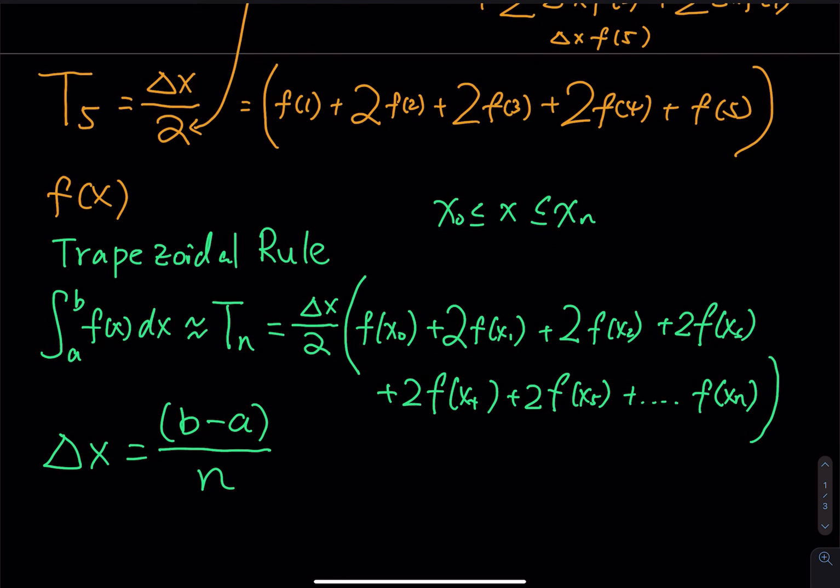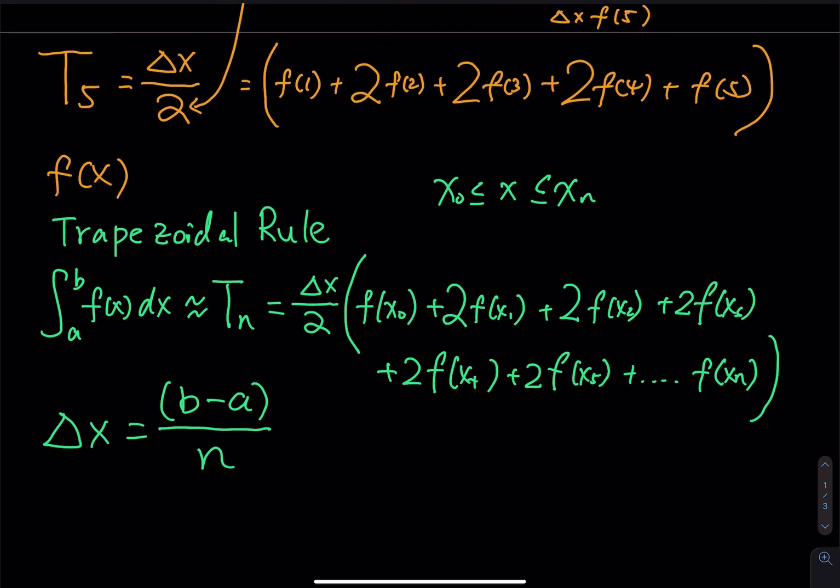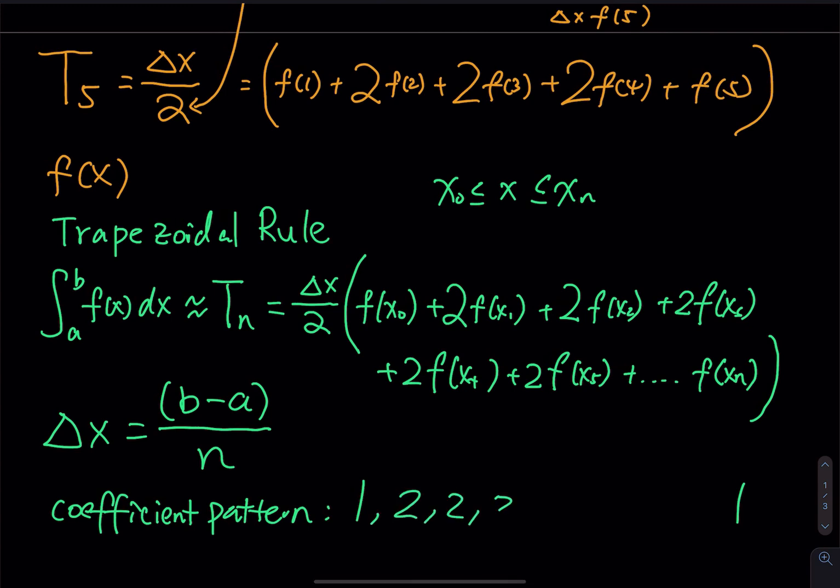Here is one thing that I would like to call the coefficient pattern. What's the coefficient pattern? The first one is a 1. The last one is 1, right? So f of 0, there is a 1. F of n, the coefficient is 1. And then for the rest, we have all 2. And dot dot dot until you reach to the last one.